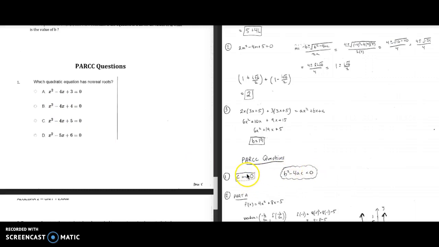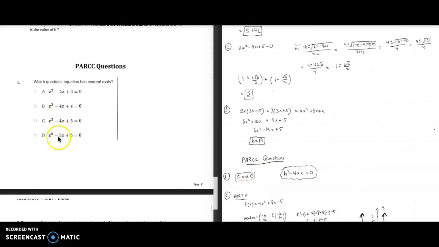This is a typo right here. It's supposed to just be c. C is the answer. If you do b squared, negative 4 squared, you get 16. 4 times 1 times 5 is 20. 16 minus 20 is negative. So the answer is C.